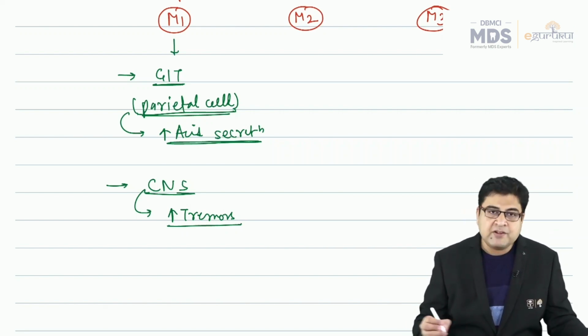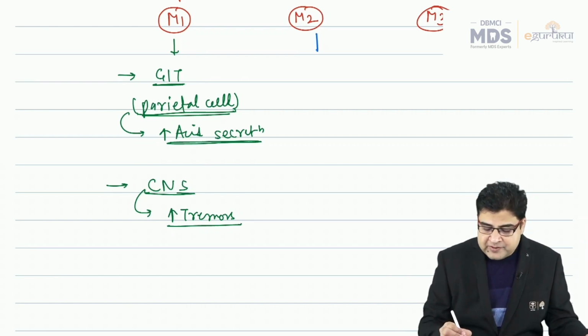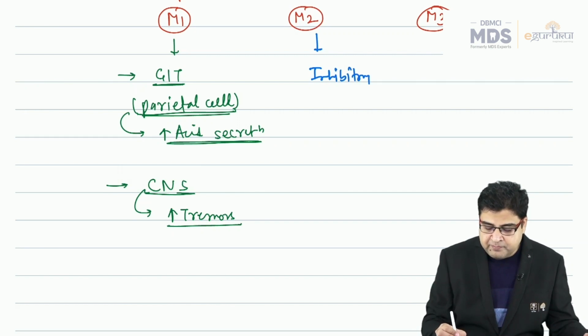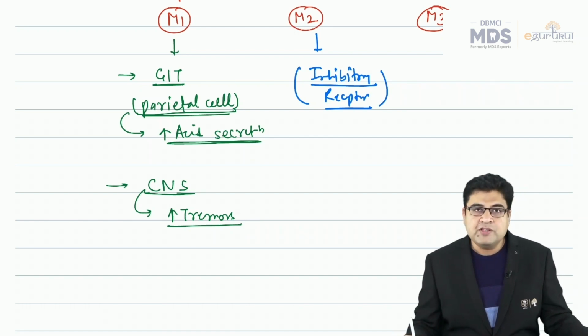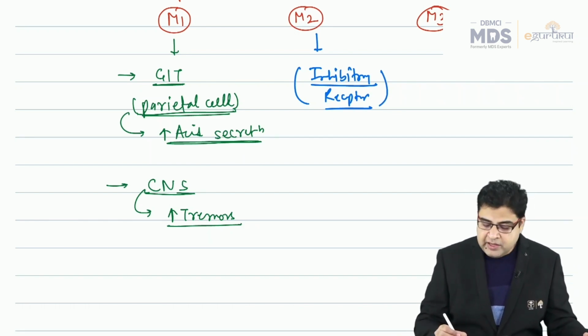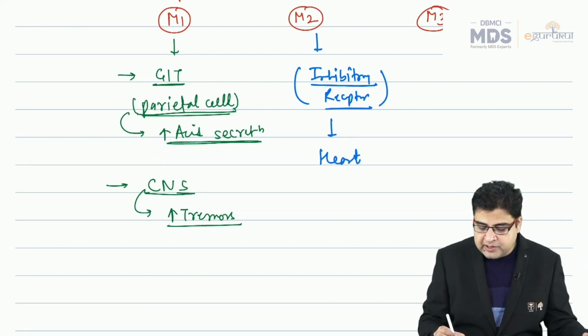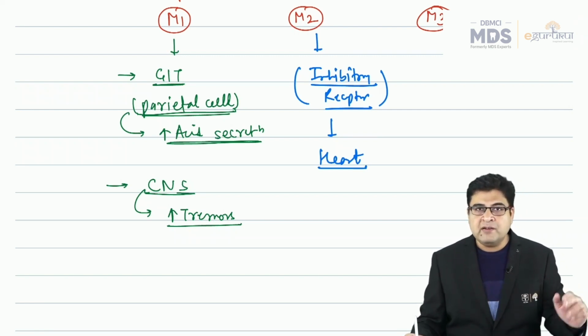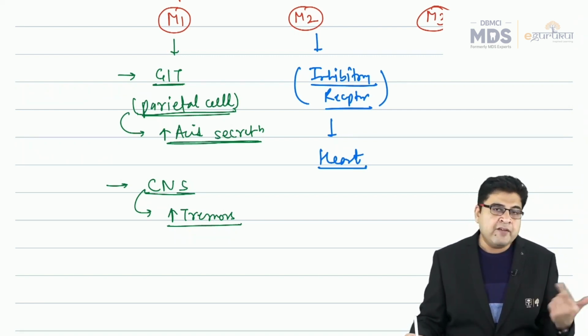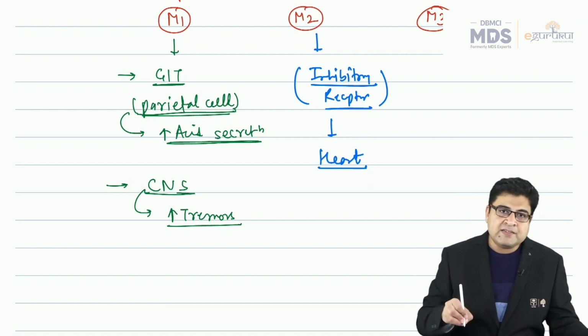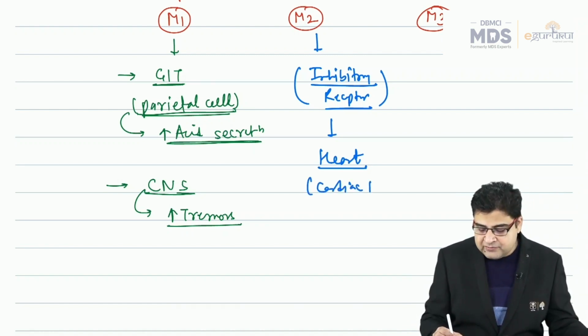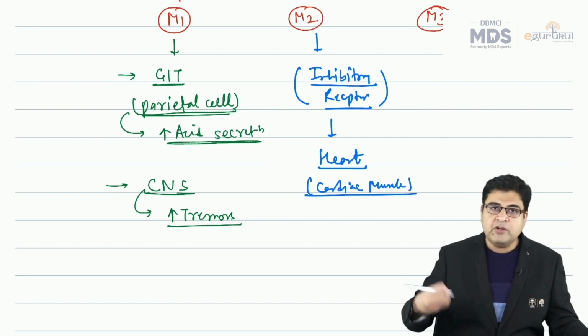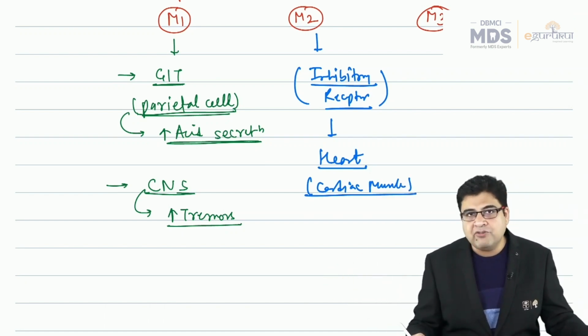Now we have the muscarinic 2 receptor. A very important point about the muscarinic 2 receptor is that it is a type of inhibitory receptor of the parasympathetic system. This receptor is mainly present over the heart. We already discussed that all involuntary muscles, whether smooth muscles or cardiac muscles, have muscarinic receptors. On cardiac muscles we have muscarinic 2, but on any other smooth muscle, we have muscarinic 3.